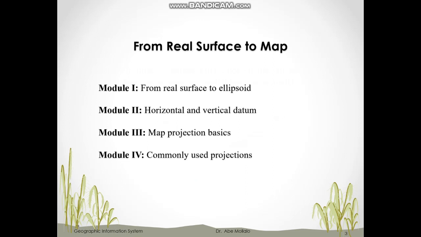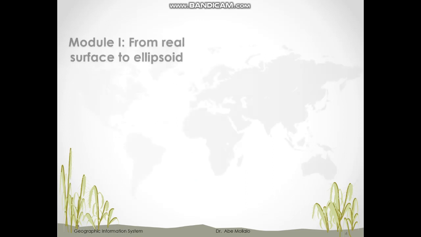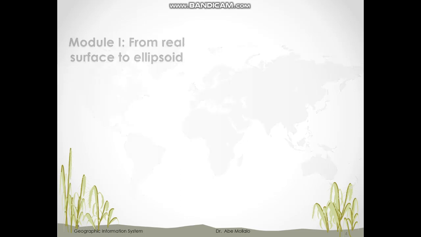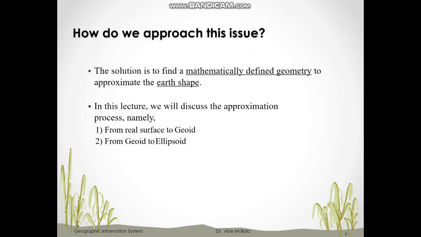Let's start with the first module. How we can make measurements on this bumpy and irregular shape, which looks like a potato. The solution is to find a mathematically defined shape to approximate Earth's surface. So in this lecture, we will discuss the approximation process step by step. And the first step is we will use a geoid to approximate the real surface of the Earth.